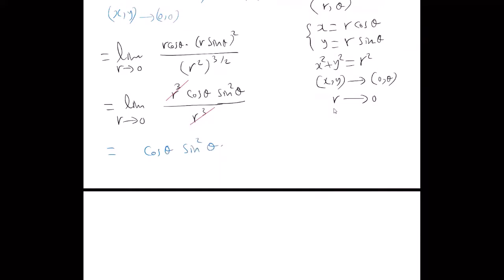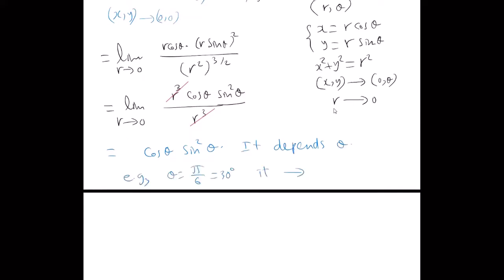In fact, when theta is 0, we get 0 because sine 0 is 0. When theta is pi over 2, we get 0 because cosine pi over 2 is 0. But for other values, it will differ. So it depends on theta. For example, when theta is pi over 6, 30 degrees, it approaches what? Root 3 over 2 times half squared, which is root 3 over 8.